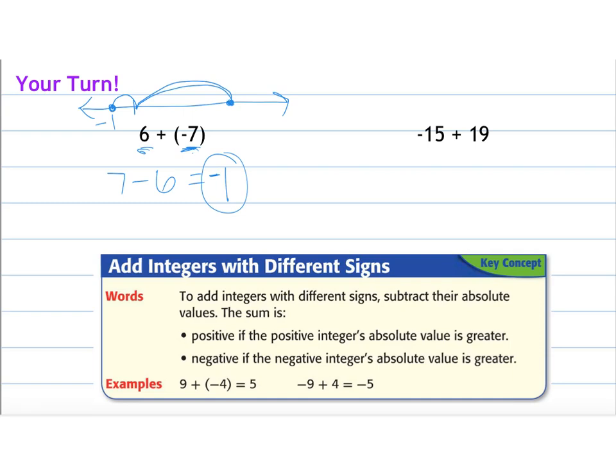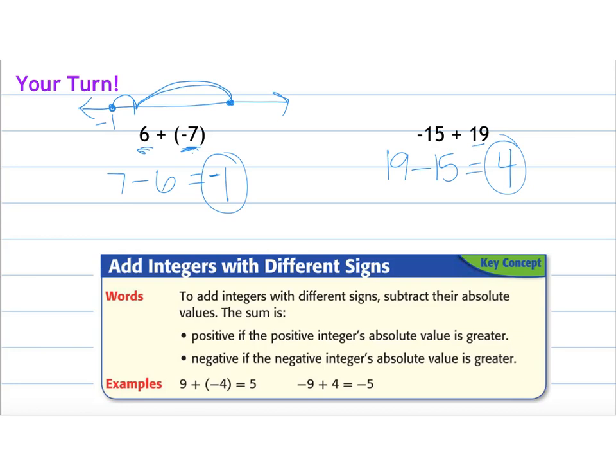Negative 15 plus 19. So I'm going to do 19 minus 15 equals 4. 19 is greater than 15 and it's positive, so my answer stays 4. Also, there are more positives than negatives, so that means my answer is 4. One other way that I want to show you how to add integers, this might help some of you.